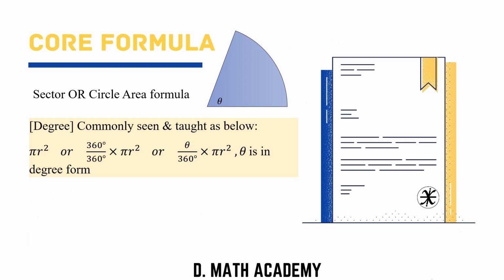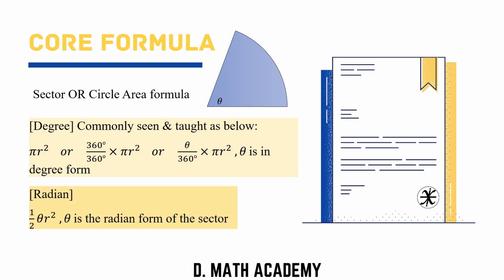Moving on to the sector or circle area formula, we have pi r squared or 360 divided by 360 times pi r squared. This is for when the shape given is a full circle. If it's just a part of the circle, then theta over 360 degree will be applied. So the radian formula for this area will be 1/2 times theta times r squared. This formula won't be given in your exam. You're required to memorize it, else you couldn't answer the following questions that I'm going to cover.